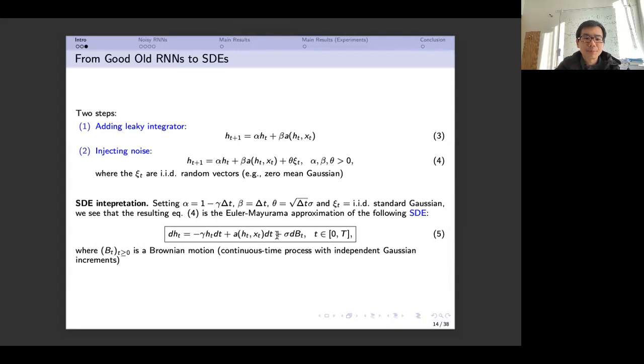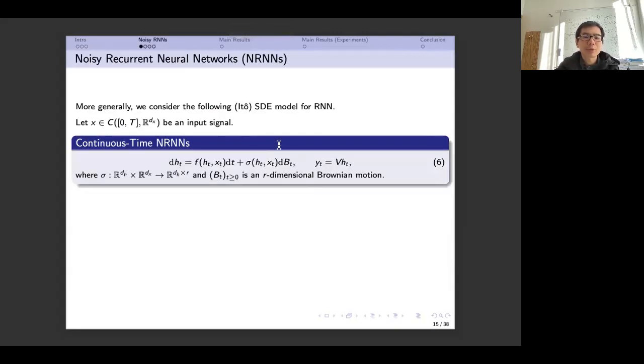that looks like this. Inspired by this observation, we consider the following SDE model for RNN. This model is described by a general class of SDEs. So in equation 6, we can see that the SDE is specified in terms of the drift F and the diffusion coefficients sigma.